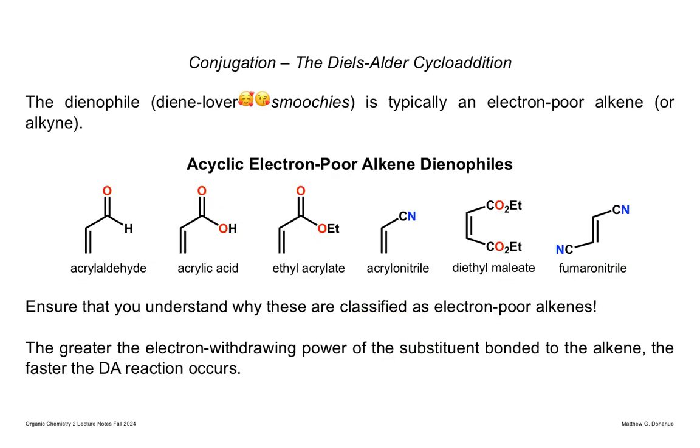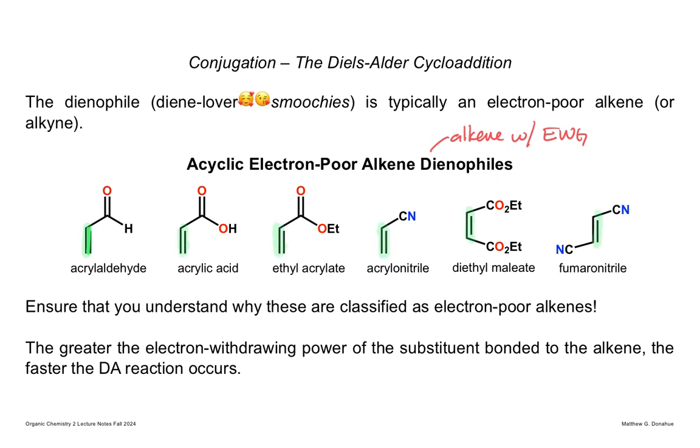So what about the other partner? That's called the dienophile. So the dienophile is an alkene with an electron withdrawing group. So we have to spend some time reviewing what those are and why this is important. The common feature in all of these is the alkene. So I'll highlight those in green.